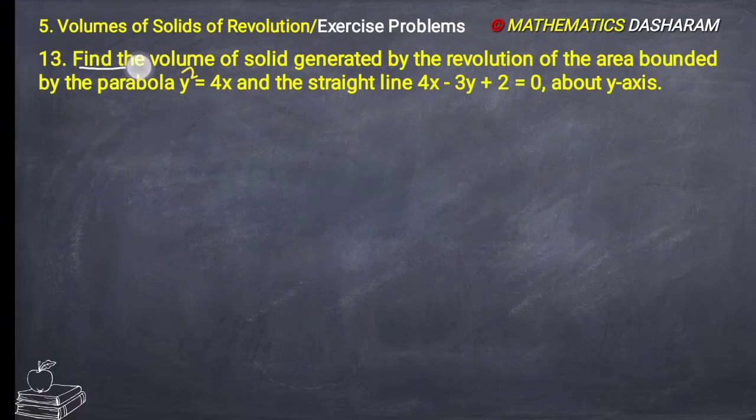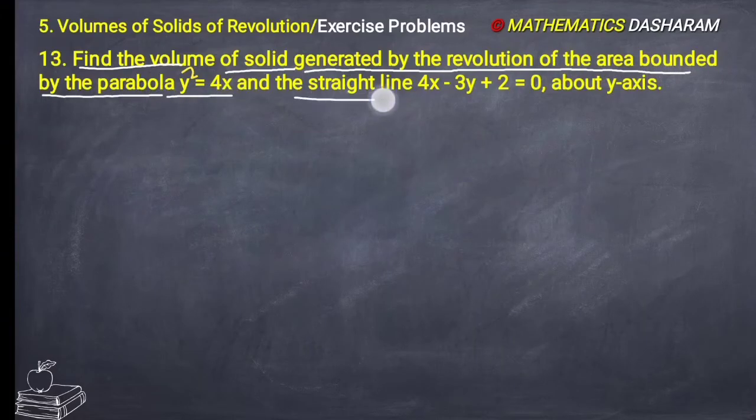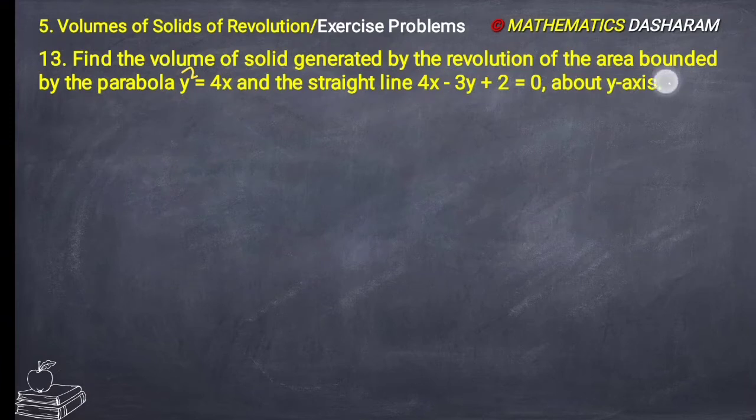13th question, find the volume of a solid generated by the revolution of the area bounded by the parabola y square equals to 4x and the straight line 4x minus 3y plus 2 equals 0 about y-axis. So here given that about y-axis, so then we need to find out the intersection point of a parabola and straight line, that means y values required.